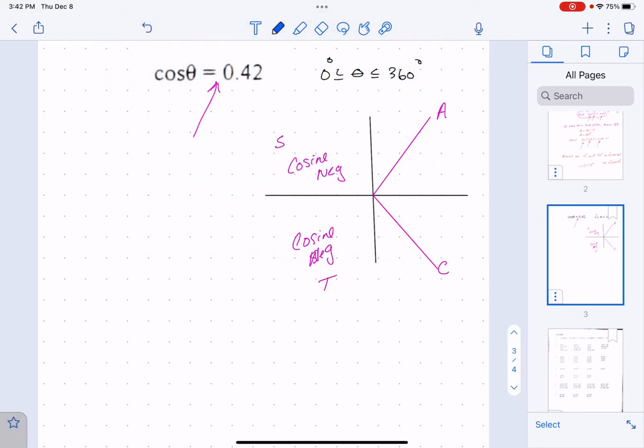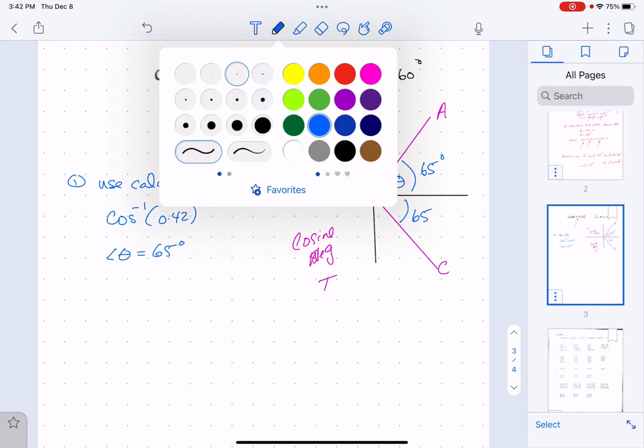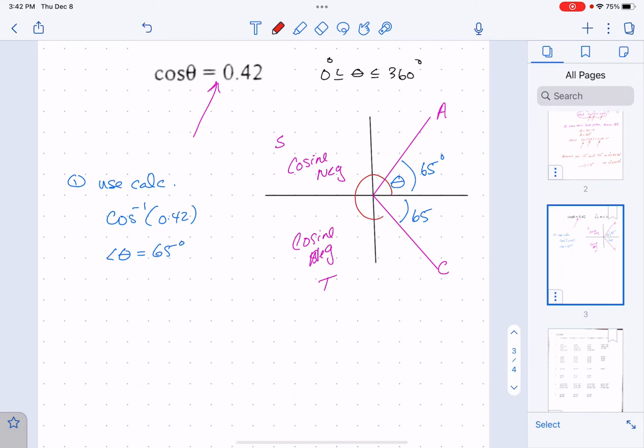Now, how do I get my answers? Well, the easiest one to get is using your calculator. So step 1, use calculator. We're going to do cosine inverse of 0.42, and we come up with 65 degrees apparently. So theta equals 65 degrees. So we know that our other answer is going to be down here in quadrant 4, and the related acute angle goes here. My rotational angle to get there will be my second angle.